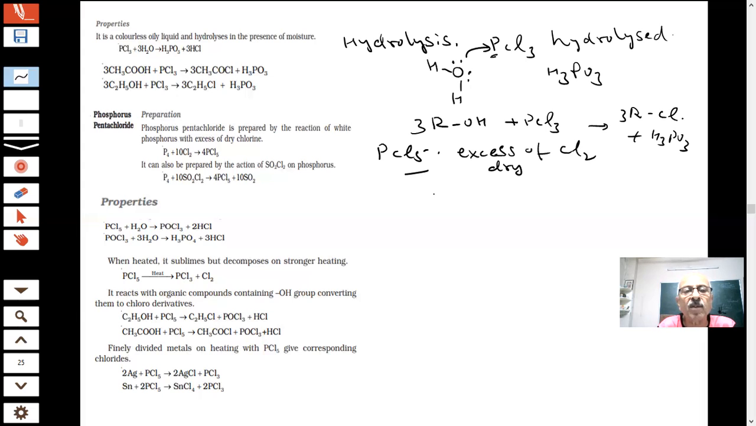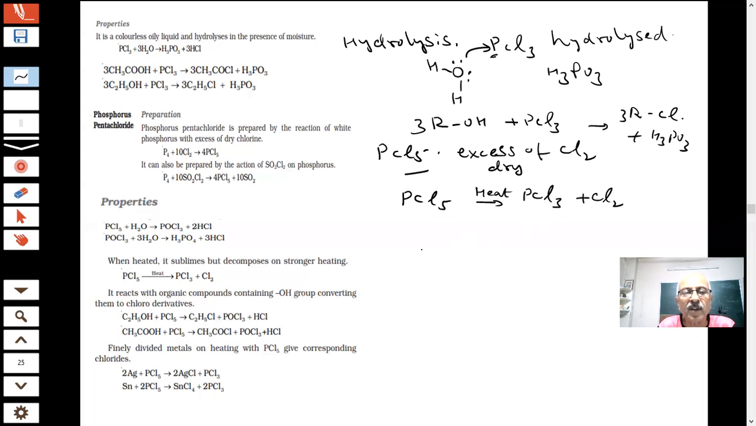And PCl5 on hydrolysis gives you POCl3 and HCl, and POCl3 is further hydrolyzed to H3PO4. And on heating, what will happen? If I heat it, students, it will decompose to give PCl3 plus Cl2.